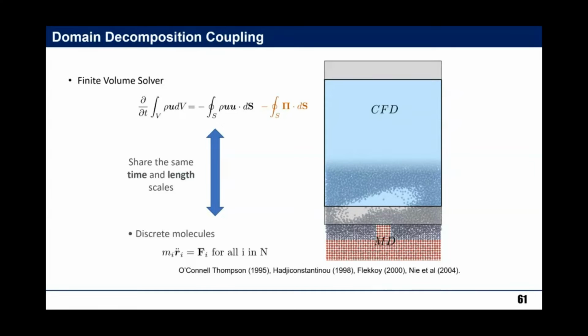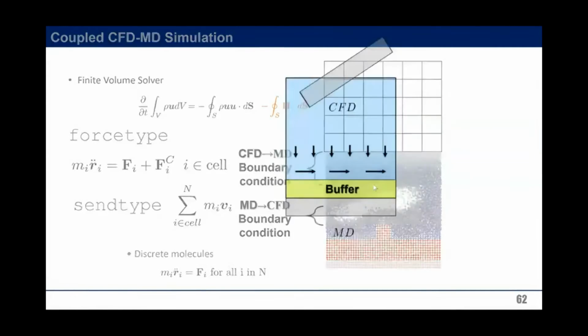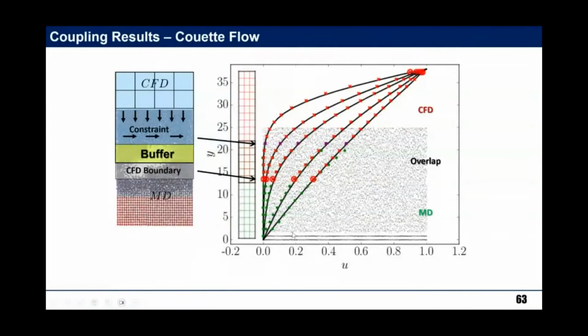Okay, so we're going to look at the coupled case. This is coming back to the picture of the finite volume solver linked to a discrete system. Essentially, we're going to take that system and apply a force type at the top of our MD domain, and we're going to average our CFD domain and apply it as a boundary condition. And in doing that, we'll get Couette flow. The black line here is the analytical solution. The red are the CFD values. We're applying a top boundary condition with a value of 1 that's driving the flow.